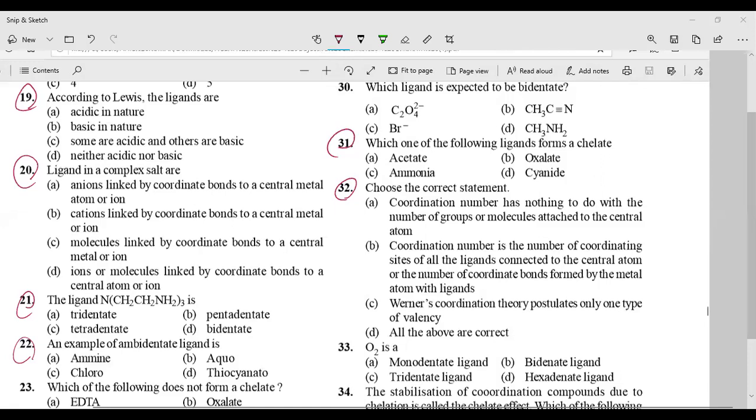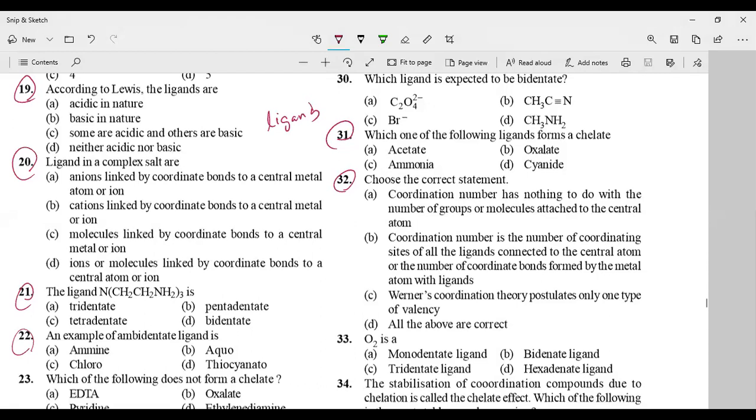Okay, so here ligands will come under Lewis acids or Lewis bases. A ligand is a metal atom or ion or molecule which can donate a pair of electrons. So how is the ligand defined? Ligand is nothing but a species which can donate a lone pair of electrons.